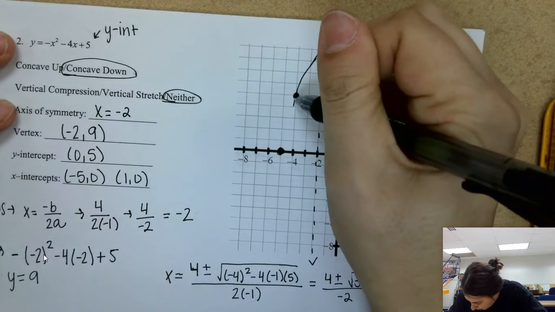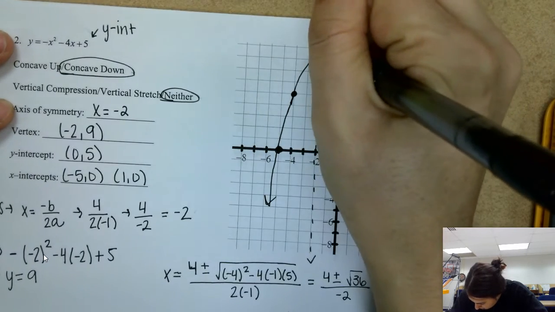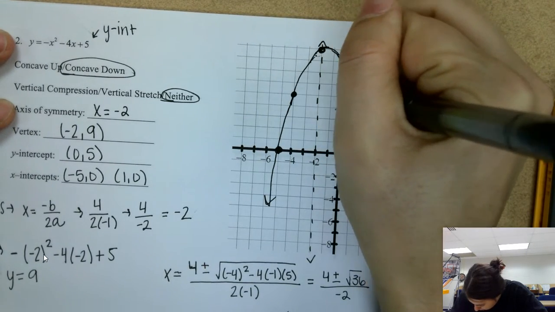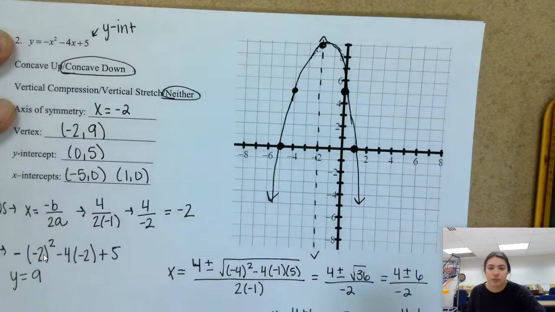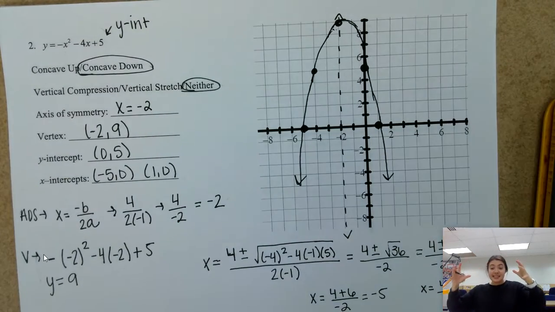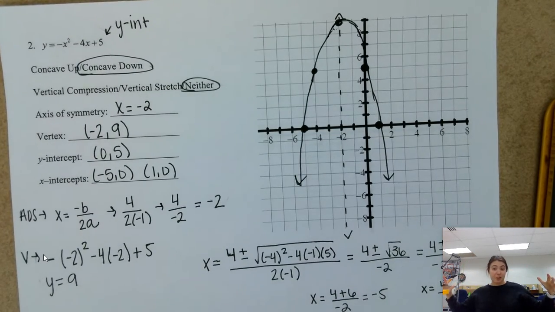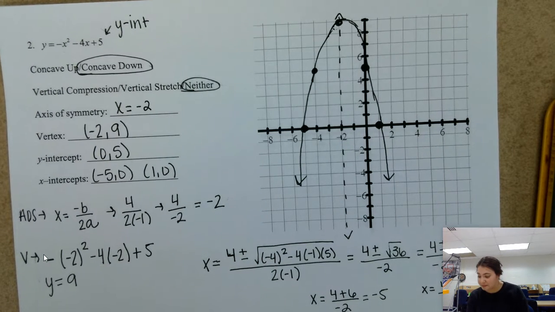We know it's concave down, so we can sketch one side, make it curvy, not a V-shaped figure on the other side, and then we want to make sure that we draw our arrows down because this is concave down, and a parabola does extend forever in terms of domain. And that is our second example.